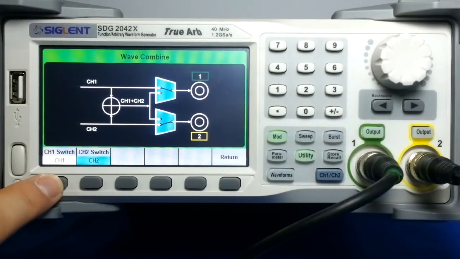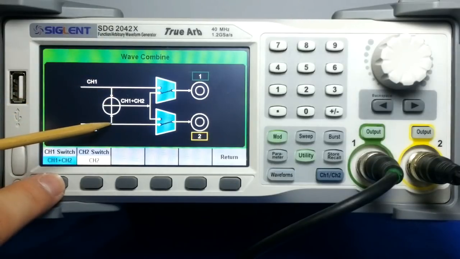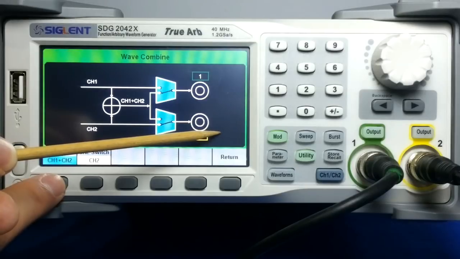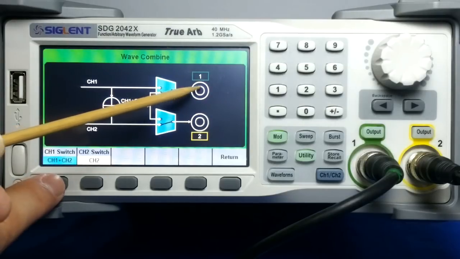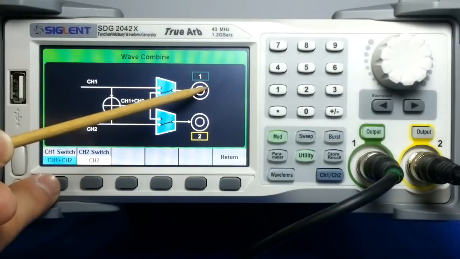Channel 1 switch. Now there is channel 2 going out in channel 2. There is channel 2 plus channel 1 going out in channel 1.